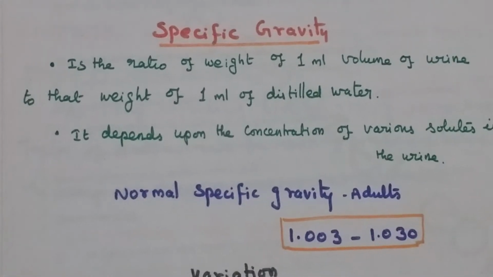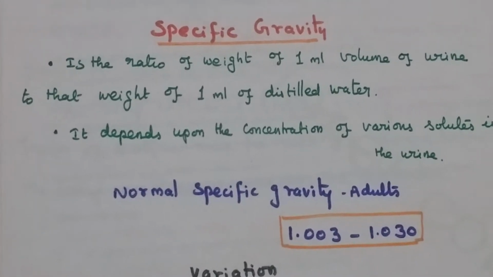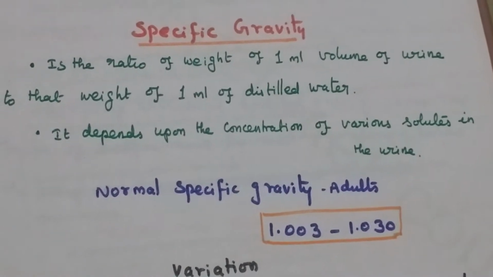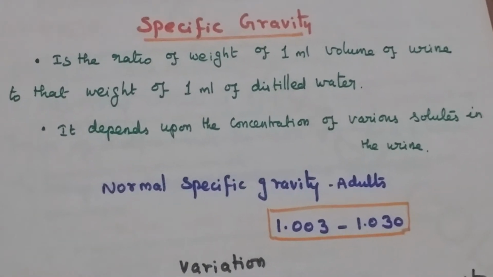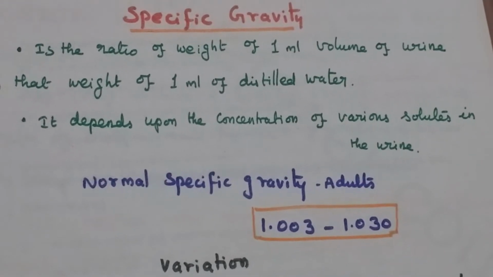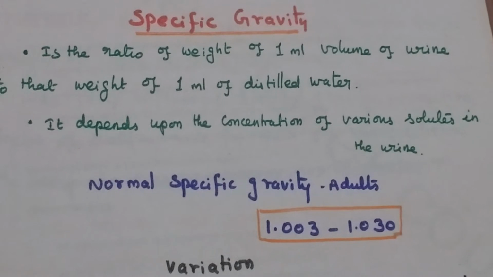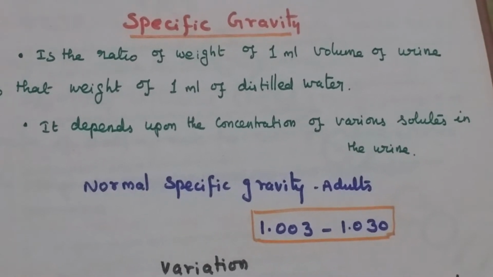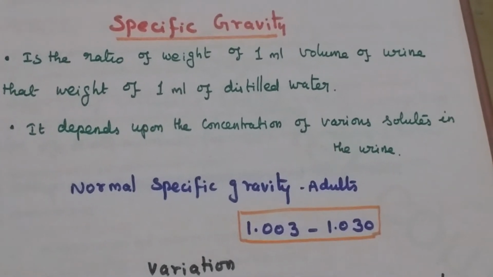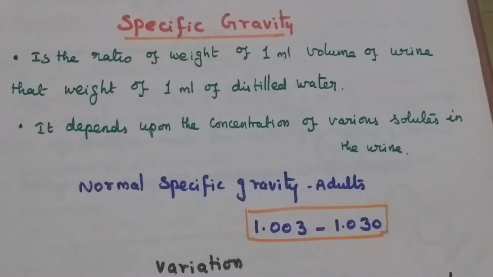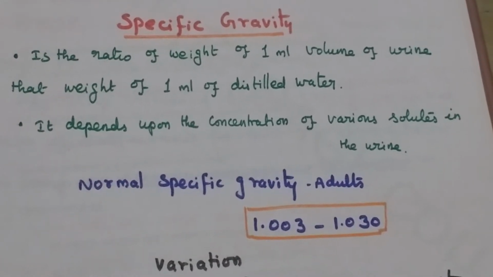Going to the specific gravity. What is this? It is the ratio of the weight of 1 ml of urine to the weight of 1 ml of distilled water. And what does it show? It shows the concentration of various solutes in the urine, how concentrated and how diluted the urine is.